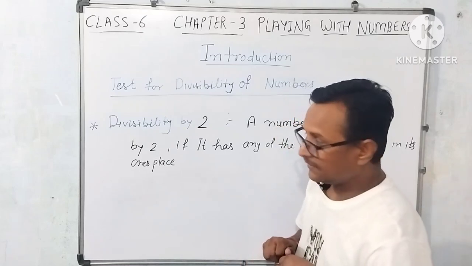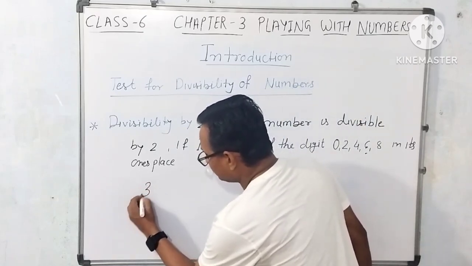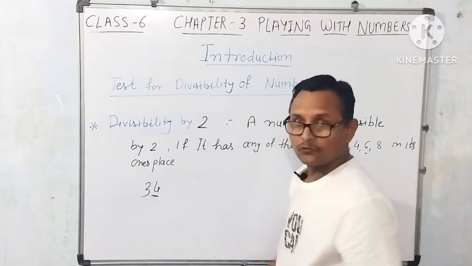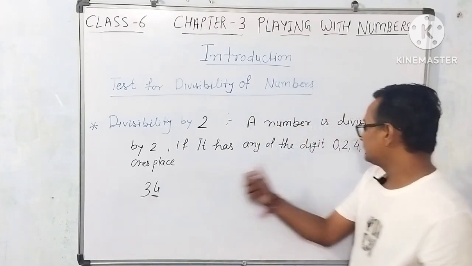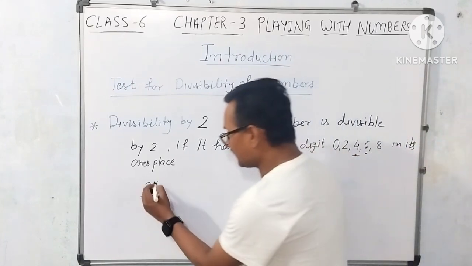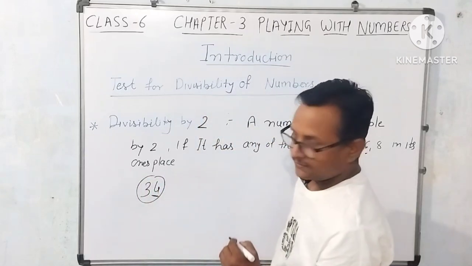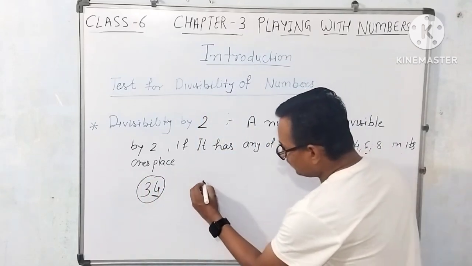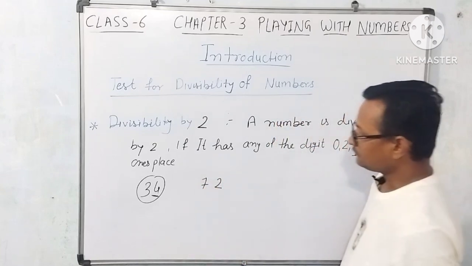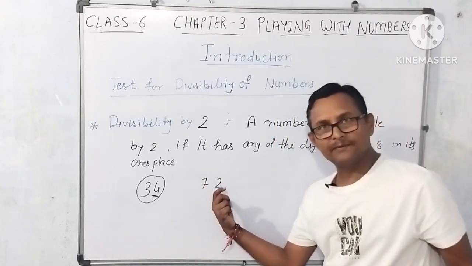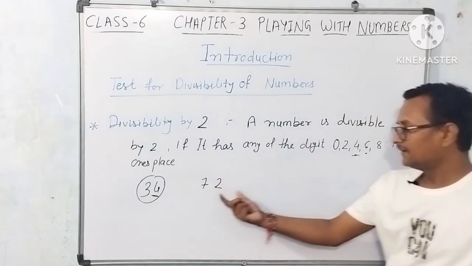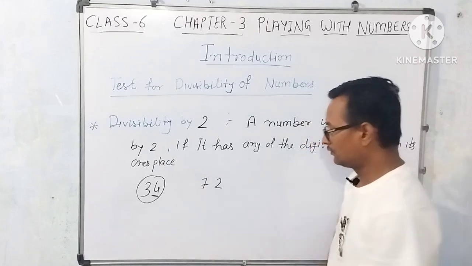Let's understand by an example. 34. Now its ones place is 4. 4 is an even number and it is here, 0 to 4. So we can say this number is divisible by 2. Let's understand by another example. 72. Here also the ones place is an even number, 2. 2 is here. So we can say it is divisible by 2.